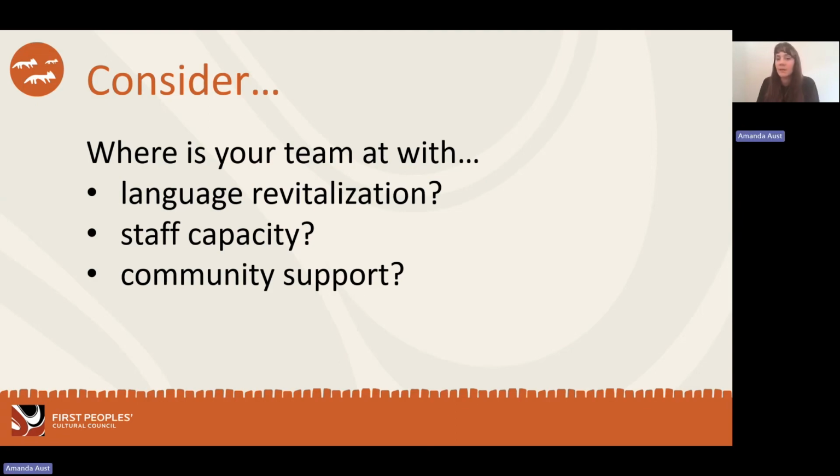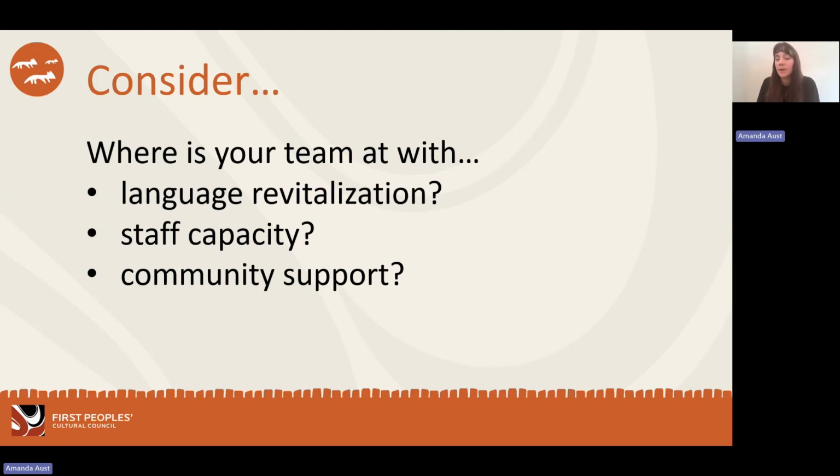And where is your team at with staff capacity? Do you have a language planner or an assistant? Do you have someone in mind? Does your team have the capacity to take on language planning, or will that need to be a goal that we can support you with? Are there any existing language advisory groups, or do you need to create one?